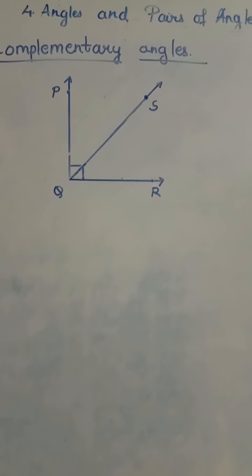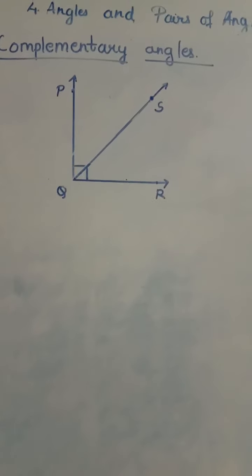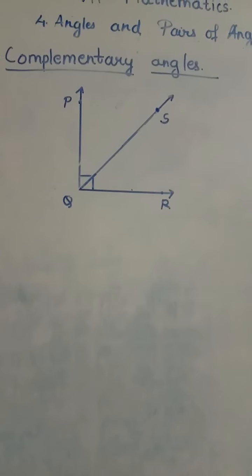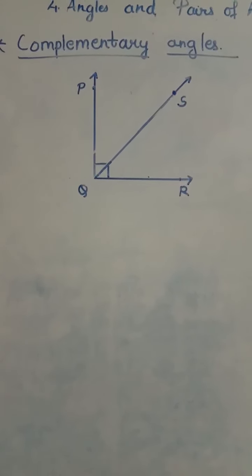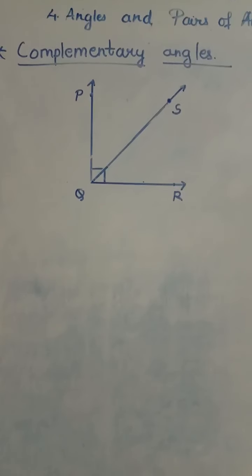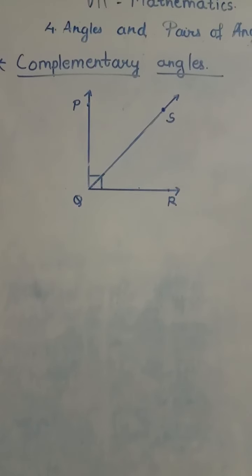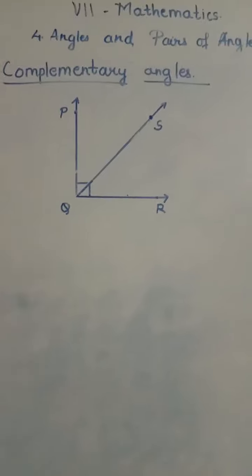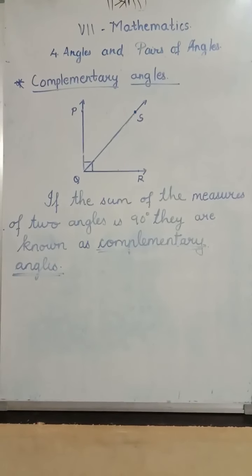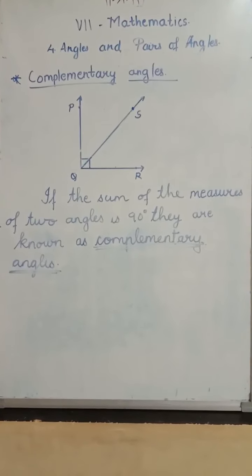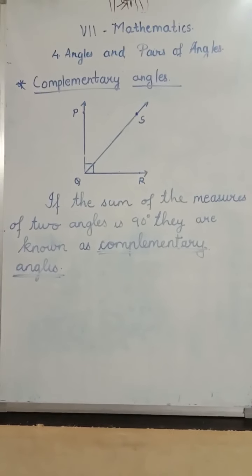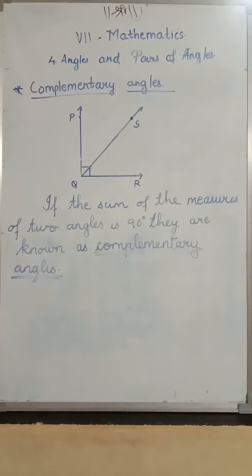From that also you would have got an idea that angle PQS and angle SQR, if we add these two angles, surely it will be 90 degree, because our earlier angle PQR was 90 degree. So now we'll start with the practice set, but before starting, you have to write down these notes of complementary angle.